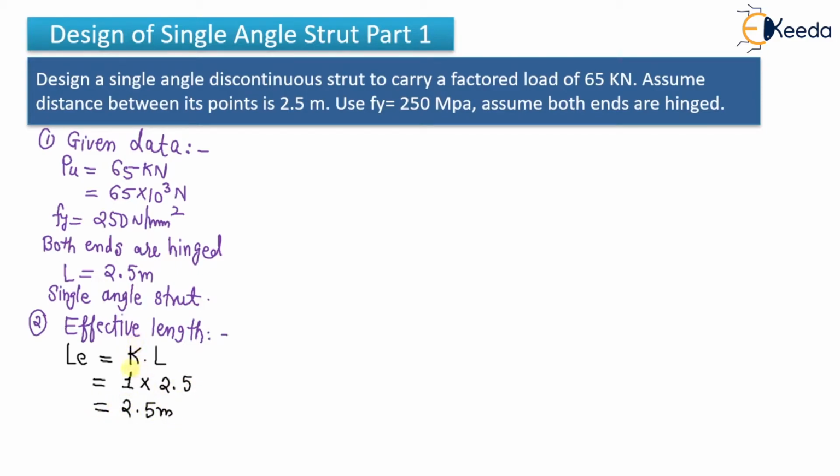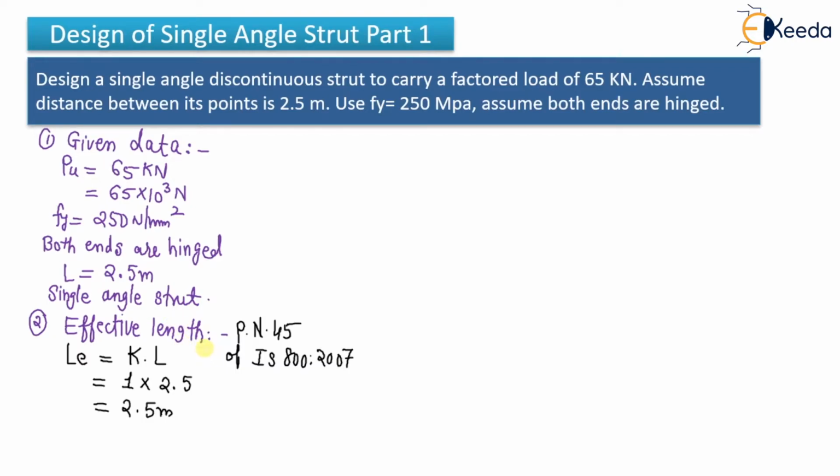Now where did I get this value? I got this value from page number 45 of IS 800:2007. You can check that page number. They have given all the effective lengths. Actually, we have seen this concept. I have also shown you the screenshot from this IS code. That's why I'm not showing it here again.